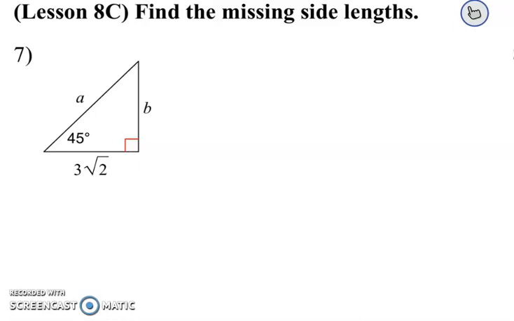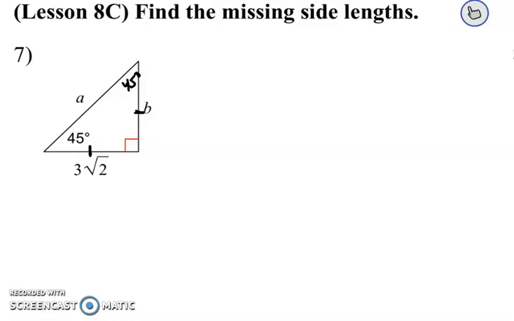In number 7, we're dealing with special right triangles, and the one that you see in the diagram is a 45, 45, 90 degree triangle. I could add this up here if it helps me. That means it's an isosceles triangle, which means the legs are also going to be the same length, and that'll allow me to solve for those two missing parts.